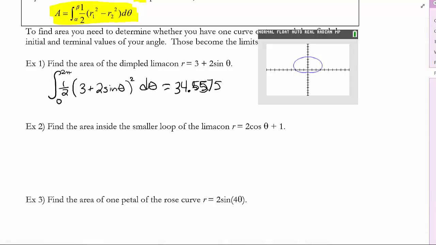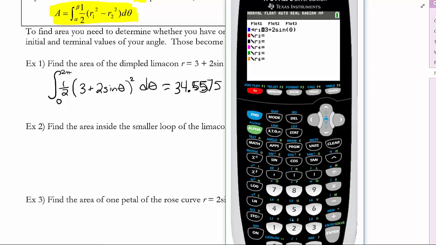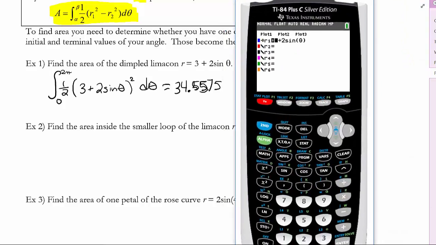Now let's try to get to the ones where you really have to do some more work. So find the area inside the smaller loop of the limacon 2 cos theta plus 1. So I'm going to do the same thing here. I'm going to go into y equals, 2 cos theta plus 1. I'm going to graph it. All right, so it goes around once, and there's definitely a little loop in there. I'm going to zoom in a bit. So I want the area of that loop.